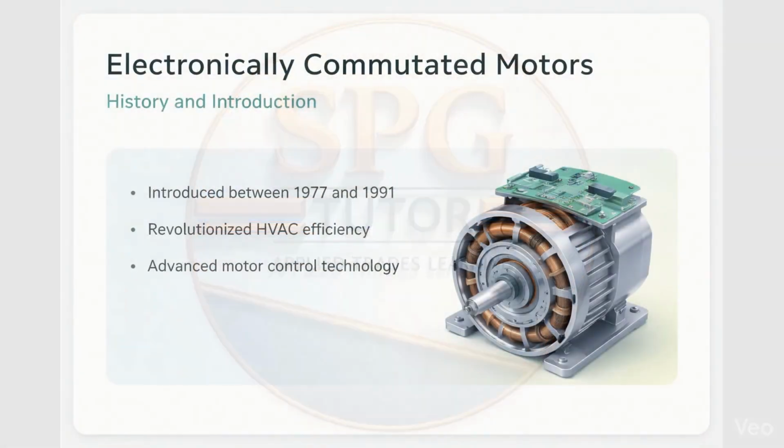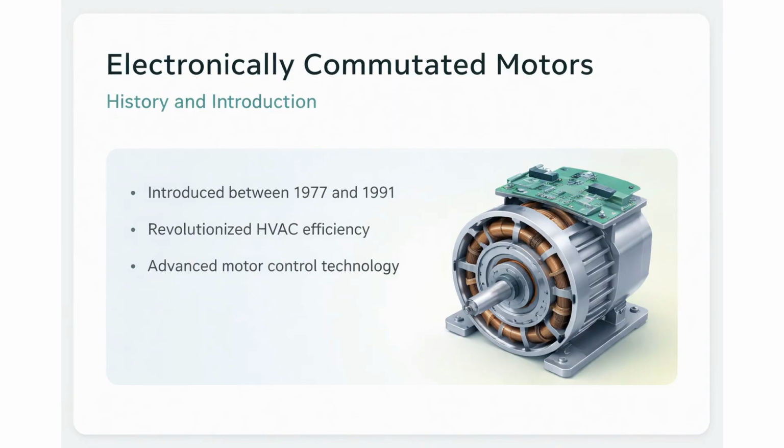Hello, everyone, and welcome to the first part of our deep dive into electronically commutated motors, commonly known as ECMs. These motors, which first made their mark in the industry between 1977 and 1991, completely revolutionized how we approach HVAC efficiency and airflow management. Today, we are going to explore the theory behind how they operate, and then we will walk step by step through the diagnostic procedures you'll need to troubleshoot them effectively in the field.